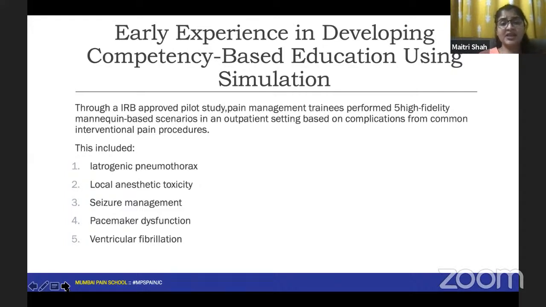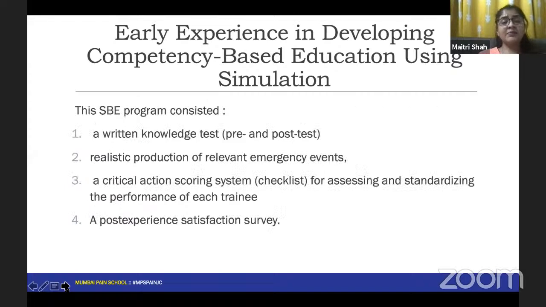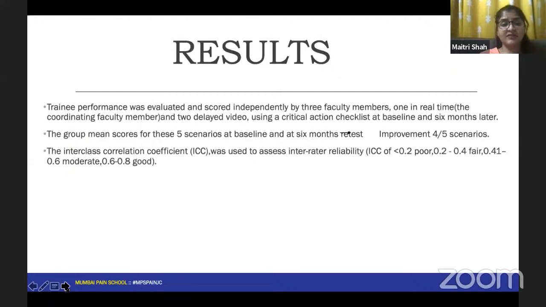five high-fidelity mannequin-based scenarios in an outpatient setting based on complications from common interventional pain procedures, which included iatrogenic pneumothorax, local anesthesia toxicity, seizure management, pacemaker dysfunction, and ventricular fibrillation. The SBE program consisted of a written knowledge test, pre and post test, a realistic production of relevant emergency events, a critical action scoring system checklist for assessing and standardizing the performance of each trainee, and a post-experience satisfaction survey.